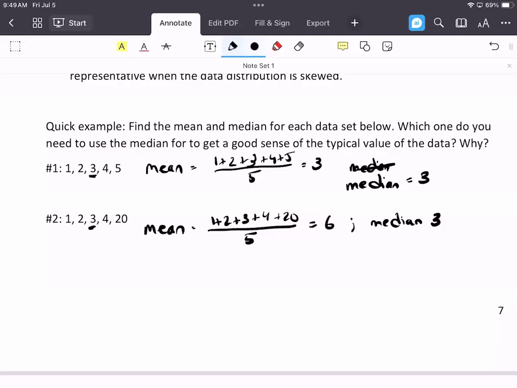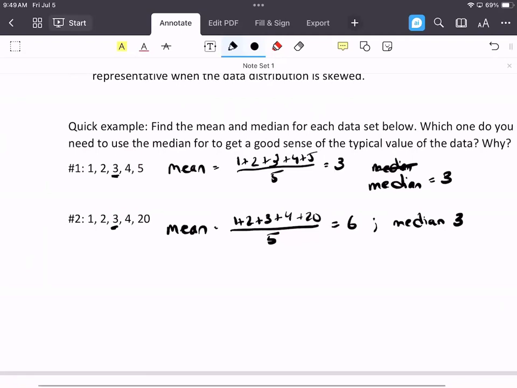So hopefully you see, whoa, that 20 did affect the mean. The mean is quite a bit higher now, but the median did not change. Looking at number 1, is it skewed? Well, 1, 2, 3, 4, 5. No, they're all 1 apart. If I plotted that out, they would be 1, 2, 3, 4, 5. What if I did it for number 2, though? 1, 2, 3, 4, and then I'd be way out at 20. There'd be a data point.